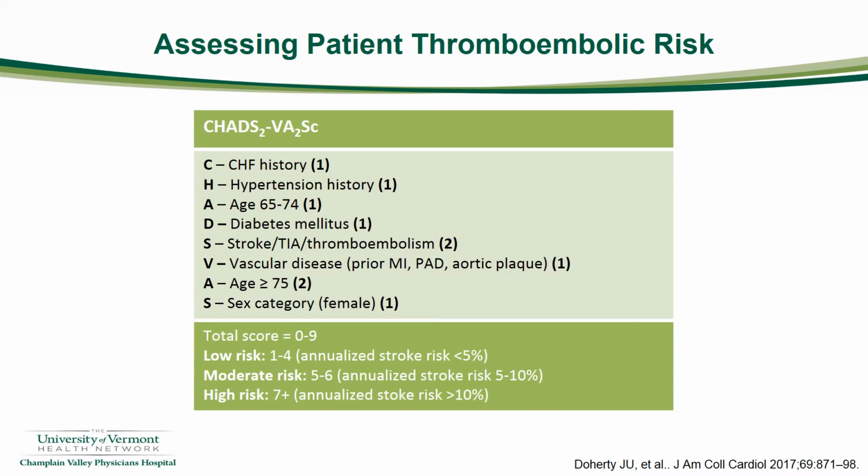So as we can see here, CHADS-VAS score a total of 9 points, low risk being considered a score of 1 to 4, moderate risk being 5 to 6, and a high risk category being anything 7 or greater with the CHADS-VAS score.